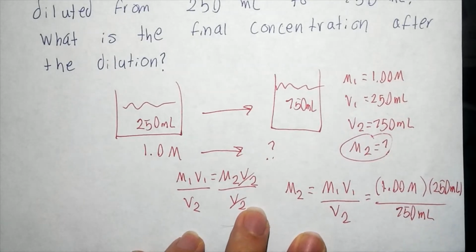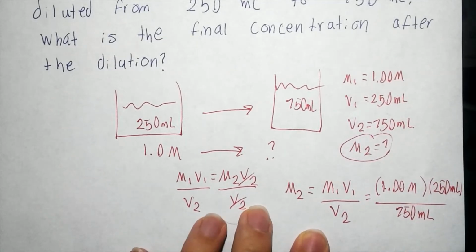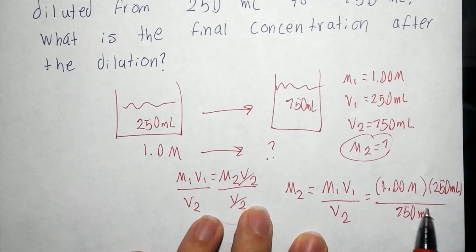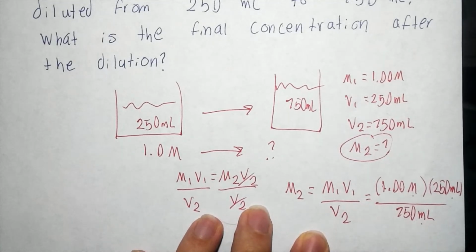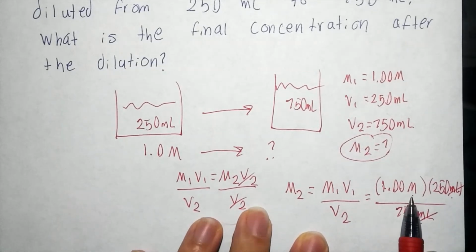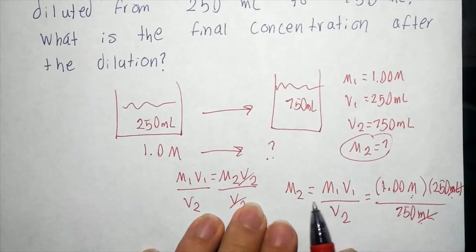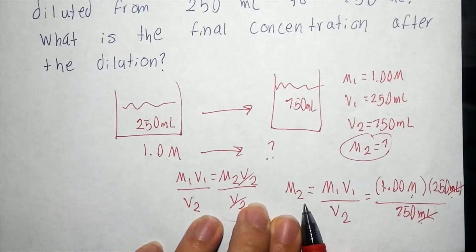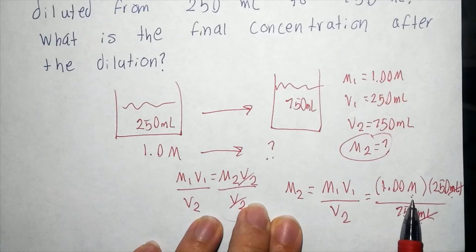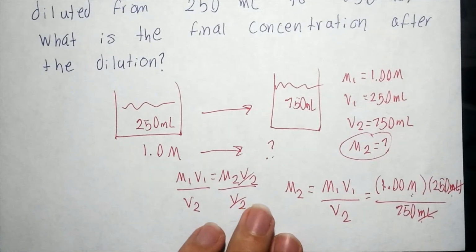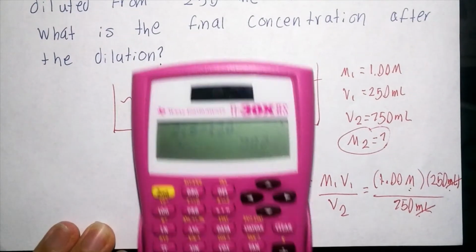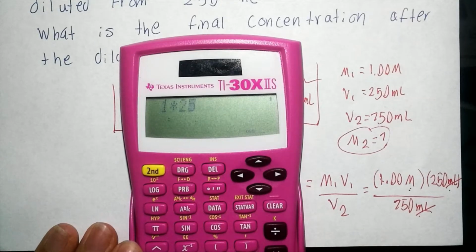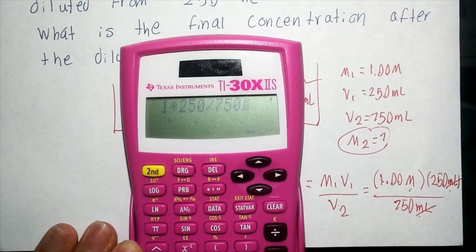Now at this point, you need to make sure to check what unit you're going to end up with. So the actual operation for the units is going to be molar times milliliter divided by milliliter. Since you're dividing milliliters by milliliters, those are going to cancel out, and you're left with molarity. And that makes sense for us because we're looking for a concentration. So our units should be in units of concentration. As for the actual calculation of this, we're going to plug that into our calculator. It's going to be 1 times 250 divided by 750.